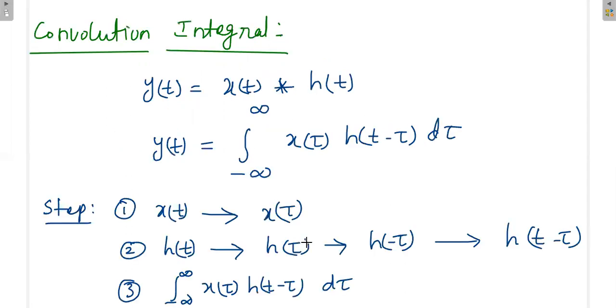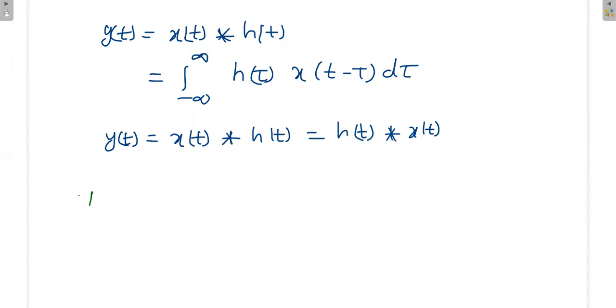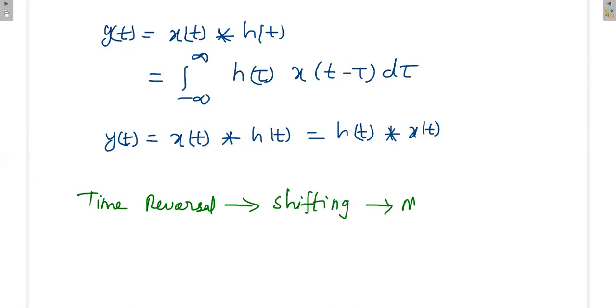Okay, so in the convolution process, what are all the steps involved? See, for example, here, first we are applying time reversal, or scaling with minus 1. Then shifting, multiplication, and integration. So what are all the steps involved? Time reversal, then shifting, then multiplication, and integration.